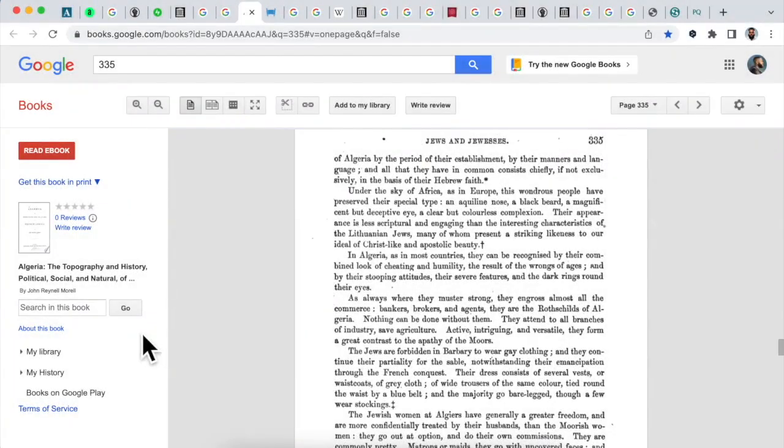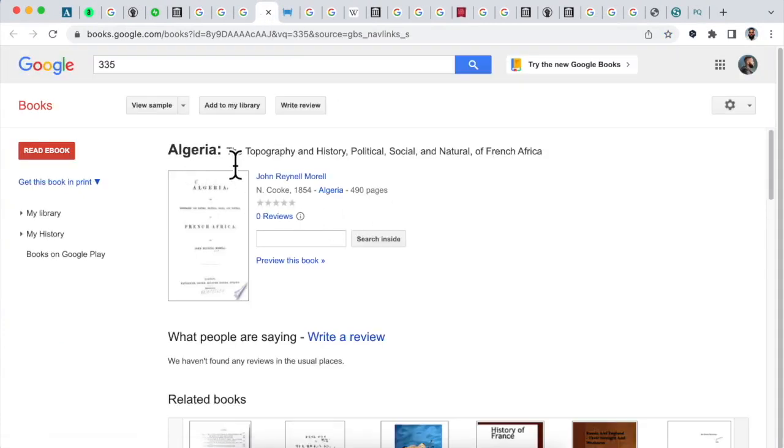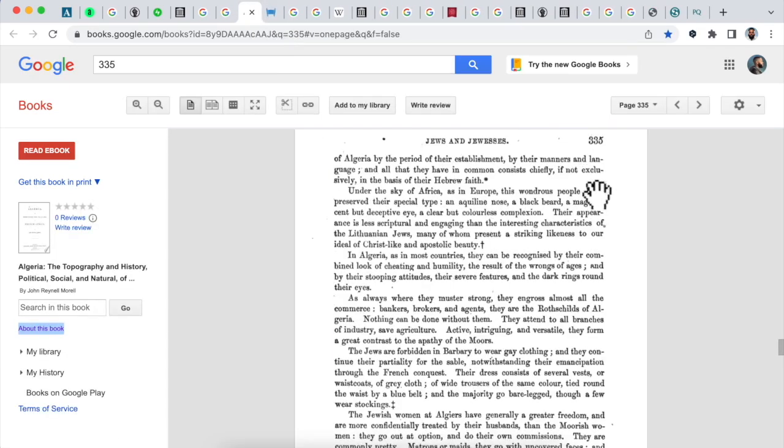All right, so this next book is called Algeria, The Topography and History, Political, Social, and Natural of French Africa by John Reynell Morell, published in 1854. We're on page 335. You can see up here at the top.